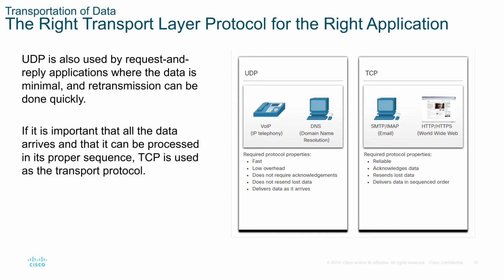As we can see here, UDP is also used by request and reply applications where the data is minimal and retransmission can be done quickly, such as DNS or voice. If it is important that all the data arrives and that it can be processed in its proper sequence, TCP is the protocol of choice.